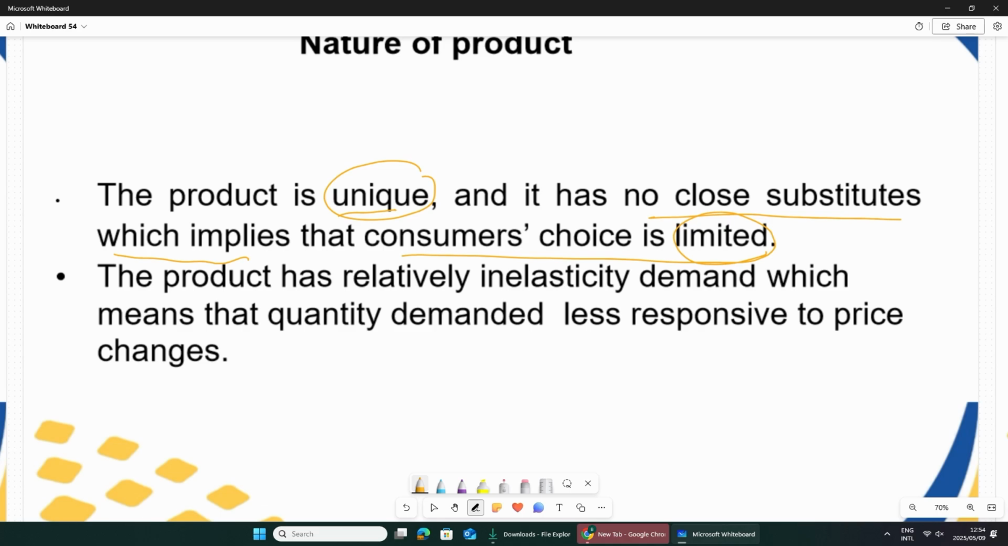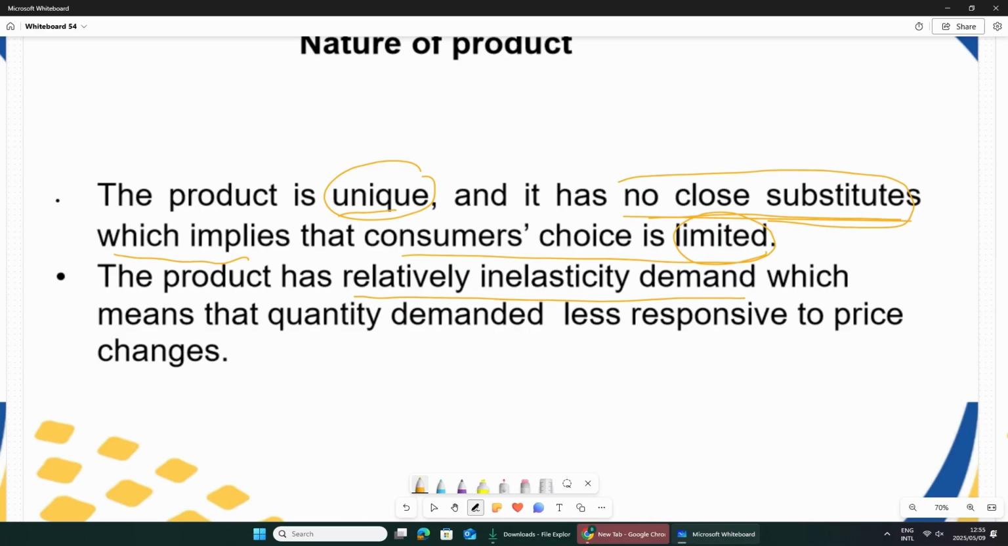We need to remember that we are saying there are no close substitutes, because we're going to come back to this point where we say, we did not say that there are no substitutes, but there are no close substitutes, because the product is unique. For example, if we are talking of the nature of product in terms of Eskom, the product we are talking about here is electricity, and there are no close substitutes for electricity.